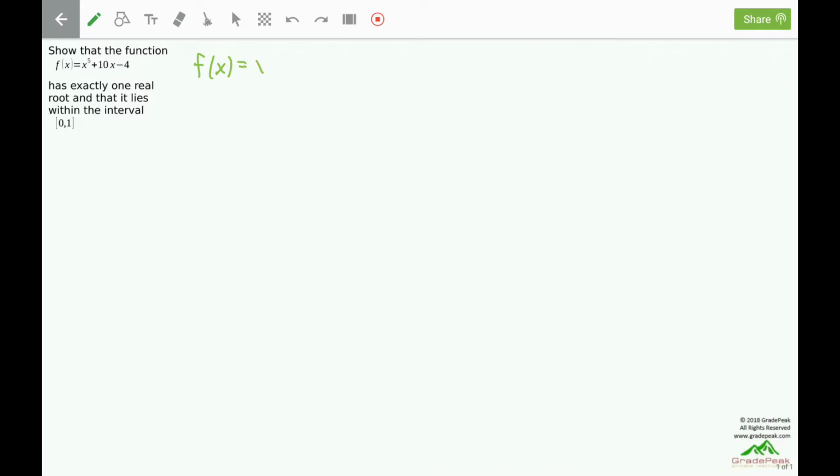The function f of x, which is x to the fifth plus 10x minus 4, has to be continuous on the closed interval given. Well, x to the fifth plus 10x minus 4 is a polynomial, and a polynomial is continuous on any interval, so it will be continuous on the closed interval given. Closed means it includes both endpoints, indicated by the square brackets on both endpoints. The condition is met, and therefore the intermediate value theorem does apply here.